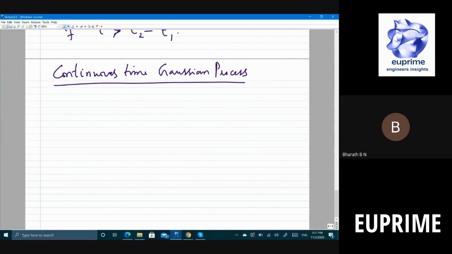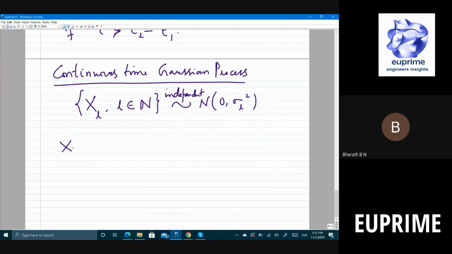So one way to construct a continuous time Gaussian process is as follows. You'll take, for example, X_l, where l belongs to the natural numbers. I'll assume these are Gaussian, zero mean, with sigma_l squared as the variance. Sorry, they cannot be IID because I'm assuming different variances; they are independent. Now I'll construct x of t as follows.